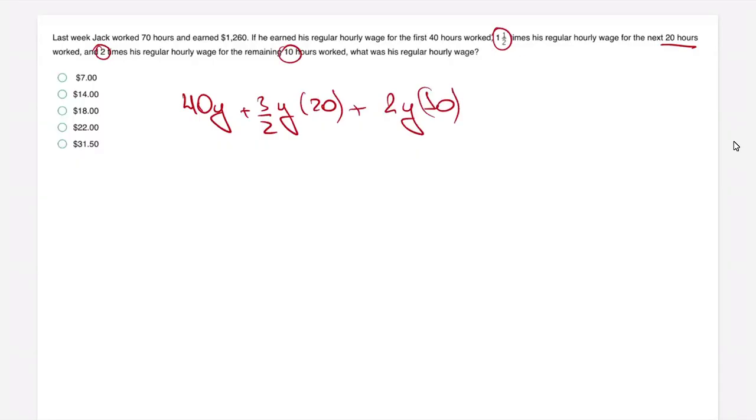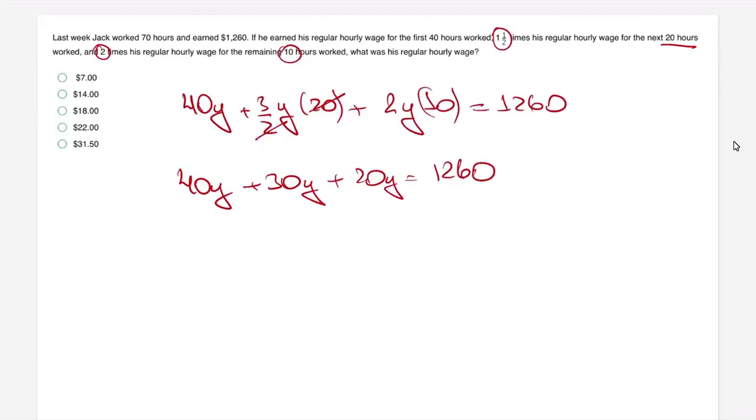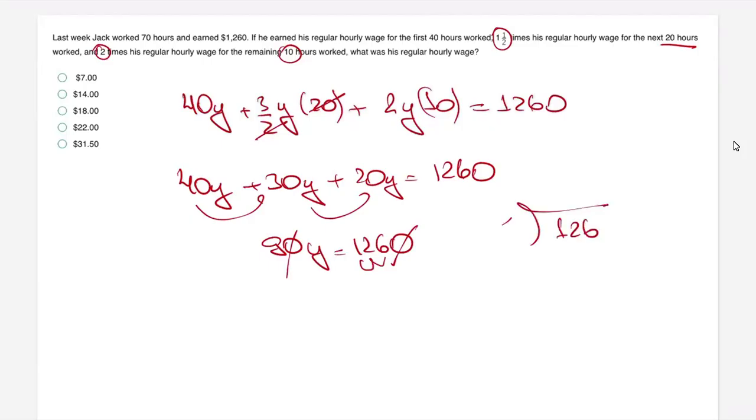This is a total of 1,260. Is that okay? How much is y? 40y, 10 divided by 210 is 30y, plus 20y is 1,260. 70, 90. 90y is 1,260. 6 plus 2 plus 1 is 9, so this number is divisible by 9. 9 goes 1, 9 goes 3, 36 is 4. So y is 14.